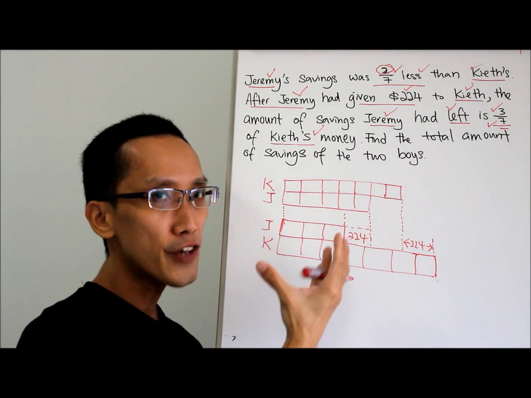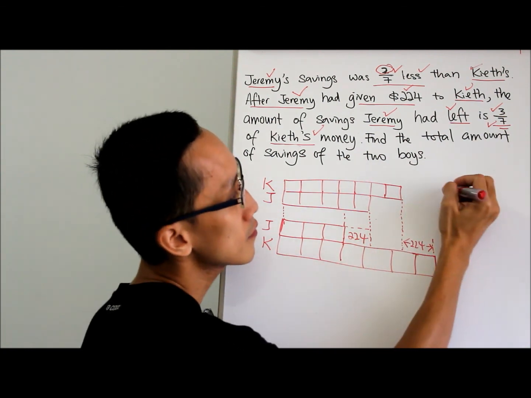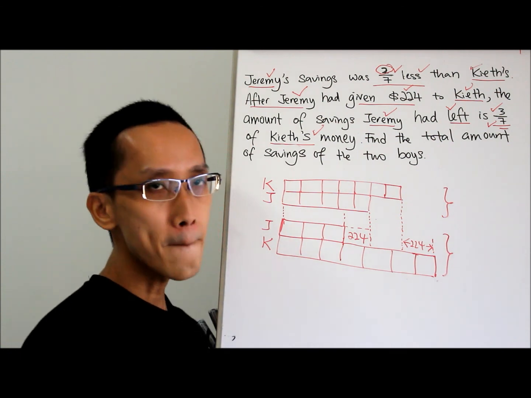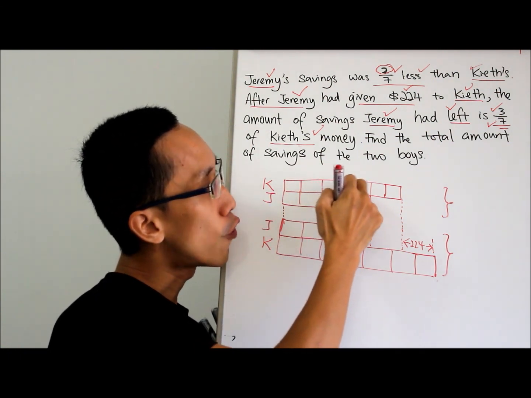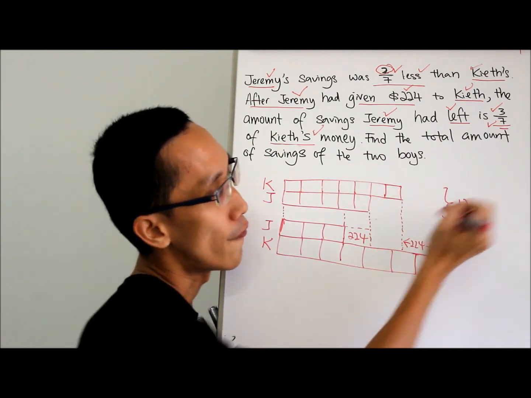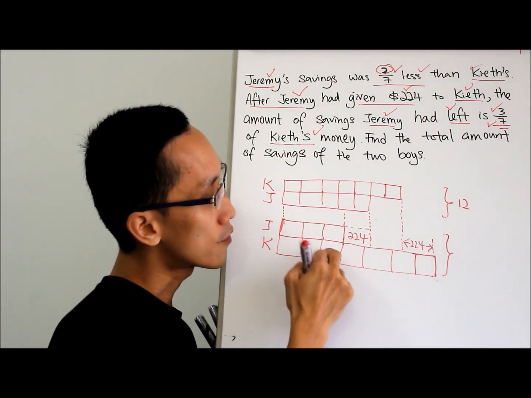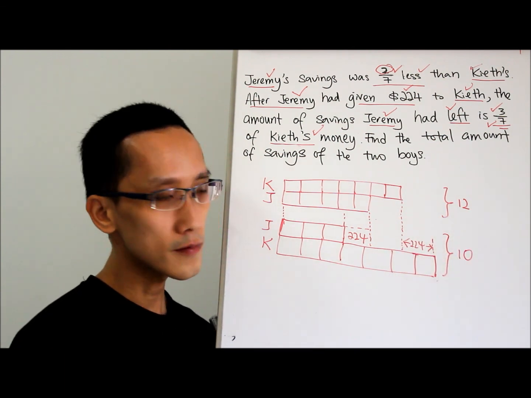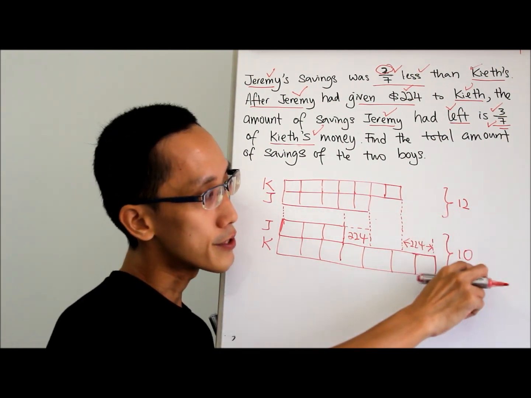Okay, so how to present it in the proper way? Just put it this way. You have 1, 2, 3, 4, 5, 6, 7, 8, 9, 10, 11, 12. Then 1, 2, 3, 4, 5, 6, 7, 8, 9, 10. Okay, this is 12 units, this is 10 units.